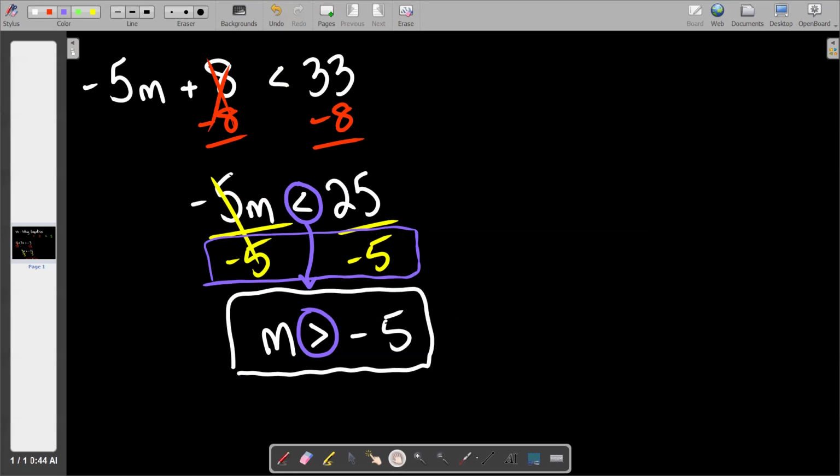Let's graph that little bad boy. Let's make ourselves just a tiny little simple number line, throw some dumb arrowheads on there. What number do I need? Yeah, that's my boundary. What kind of circle am I going to make? Open. Good job. And which way will I shade? Right. To the right, because in my final statement, m is greater than -5. And the numbers that are greater than this guy are to his right, like this.